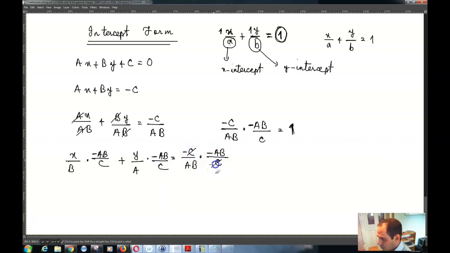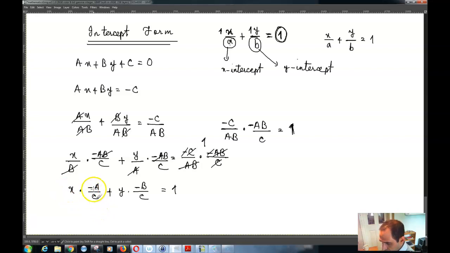And so you see that these will cancel out: ab and ab cancel out, b and b cancel out, a and a cancel out. So you will have x times negative a by c plus y times negative b by c is equal to 1. So this becomes 1. Then what you need to do is take these to the denominator so that you get your equation in this form.